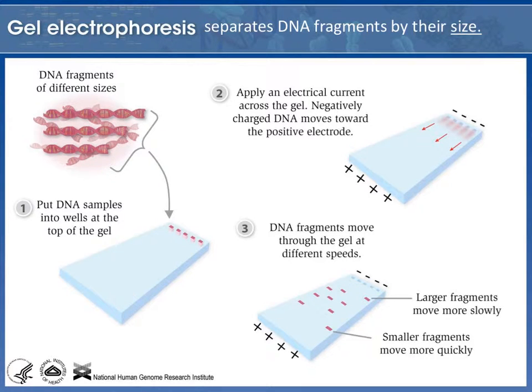Gel electrophoresis. We already did this. So here's our DNAs, different fragment sizes, and we have, let's say, a whole bunch of different individuals. We put them in the wells, apply an electrical current. Short fragments go farther. Large fragments go shorter. Okay?